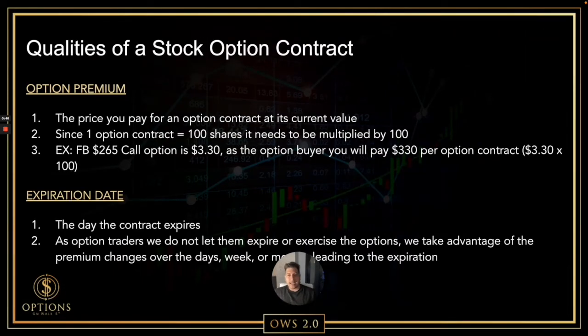So, again, we said that we were going to mention the qualities of a stock option. Option premium is what you pay for the contract, right? One option contract gives you the right to buy 100 shares, so the price of that will be multiplied by 100. So if you buy one call option, it's usually priced in a dollar amount. In this example, a Facebook 265 call is priced at $3.30, and as the option buyer, you are paying $330 for that option contract.